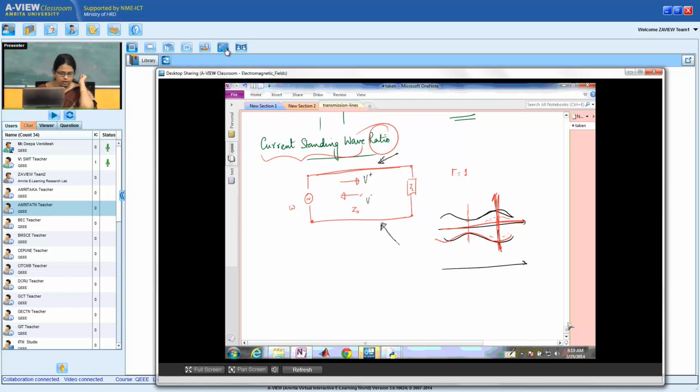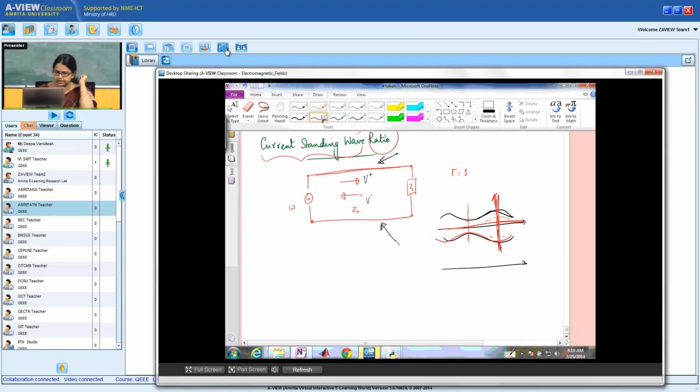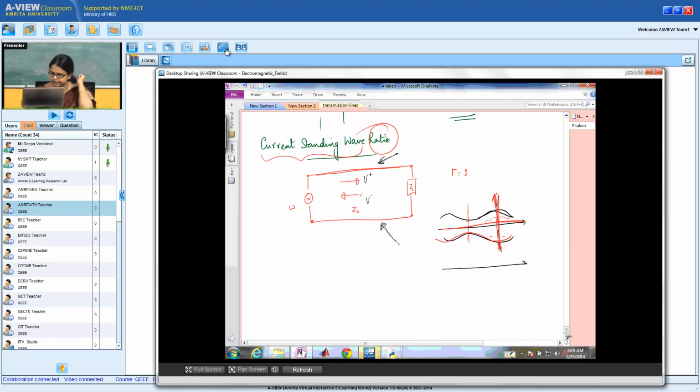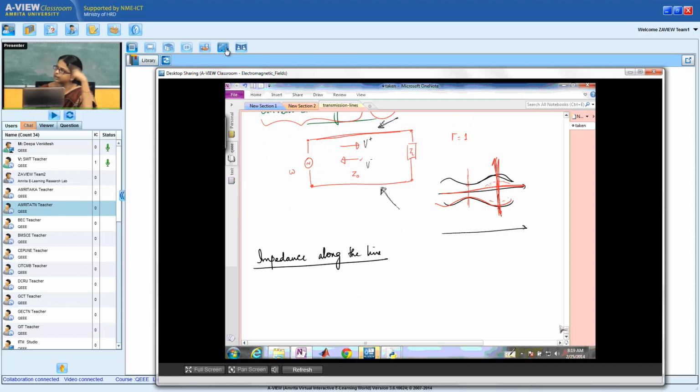Now we go on to the point where we are going to be talking about impedance along the line. In the same way, can you please share this Python script also with them, so that they can run it on their computers and see.